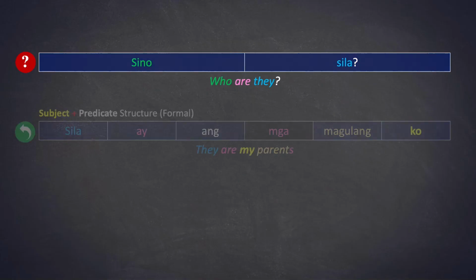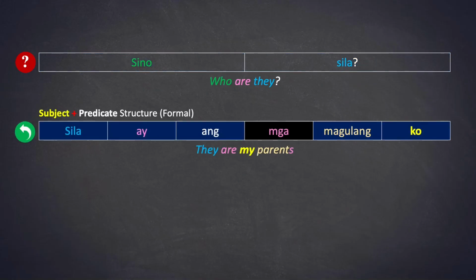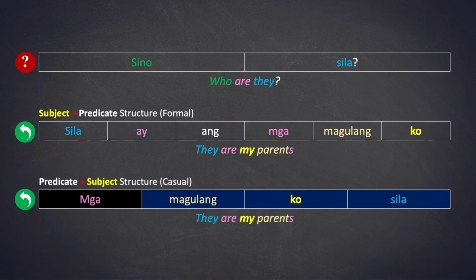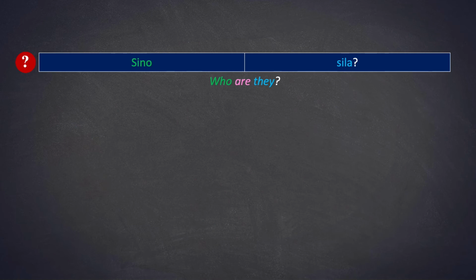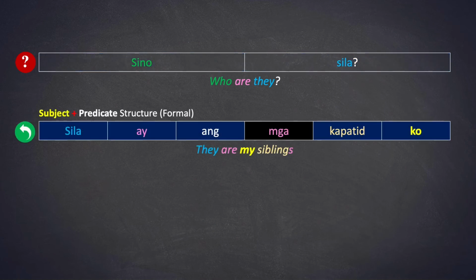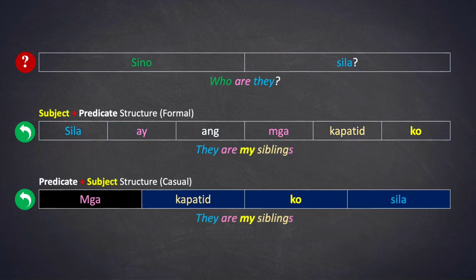Let's try plural subjects. Again, we will use the plural marker mga. Sino sila? Sila ay ang mga magulang ko. Mga magulang ko sila. They are my parents. Sino sila? Sila ay ang mga kapatid ko. Mga kapatid ko sila. They are my brothers, or they are my sisters, or they are my siblings.